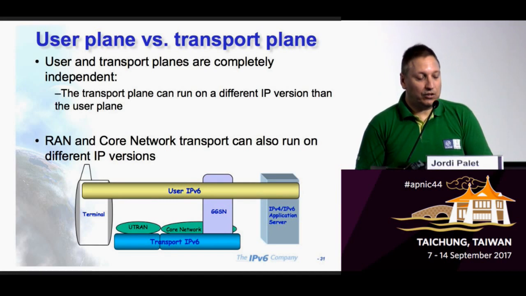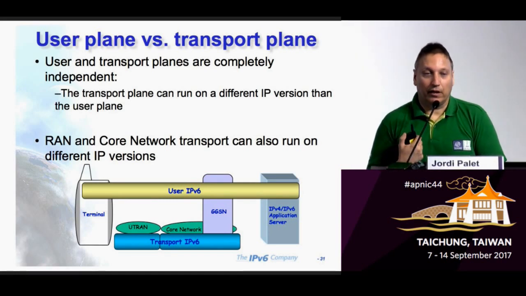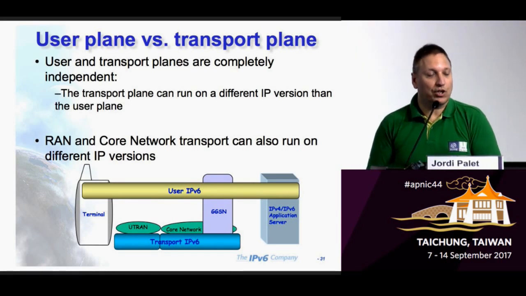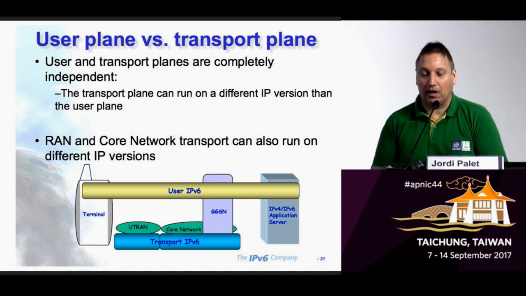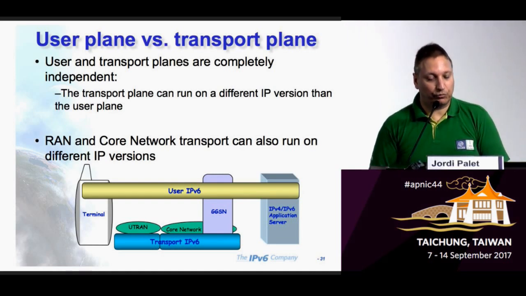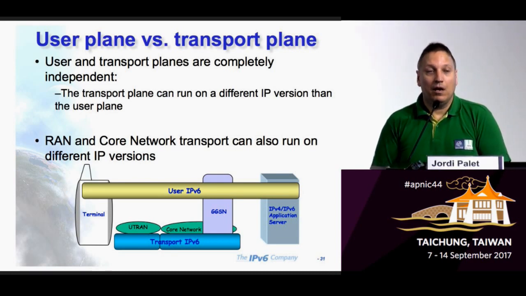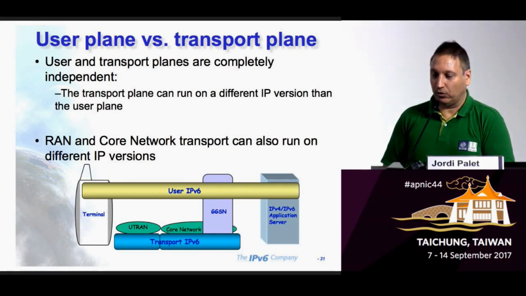Some additional details that you need to know is that in cellular networks, there is a user plane and a transport plane, and they could run different IP versions, okay? So that's not a problem, because there will be specific tunneling protocols that do that over the radio network.